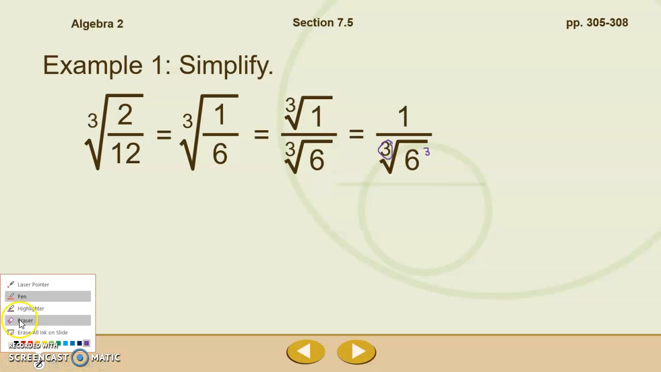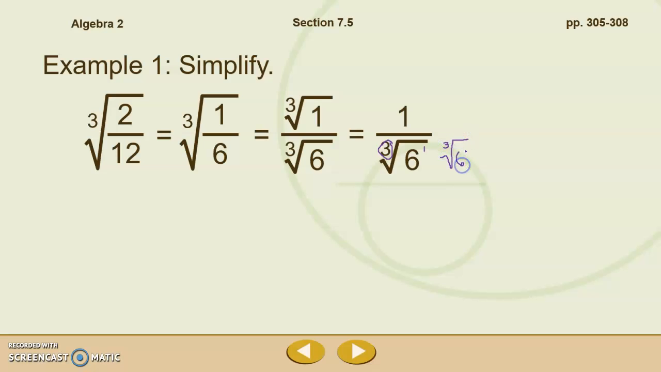So that is exactly what I'm going to do. I'm going to erase this here. And I'm going to think of a way that I can make that into a cubed root. And the way that I can make 6 to the first a cubed root is multiplying it by the cubed root of 6 to the second. If I multiplied the bottom by the cubed root of 6 to the second, I would then have the cubed root of 6 to the third, what I was trying to create.